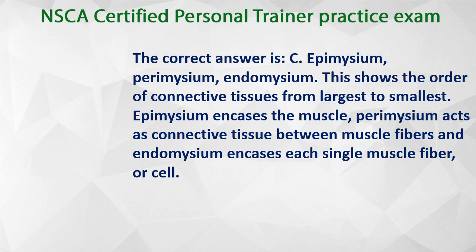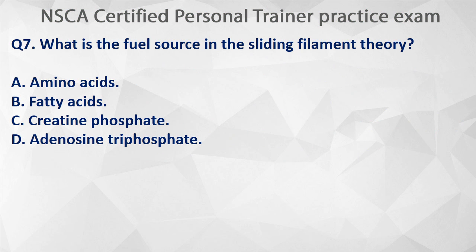The correct answer is C. Epimysium, perimysium, endomysium. This shows the order of connective tissues from largest to smallest. Epimysium encases the muscle, perimysium acts as connective tissue between muscle fibers and endomysium encases each single muscle fiber, or cell.